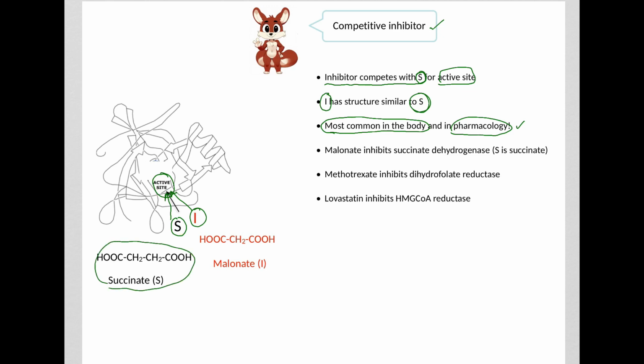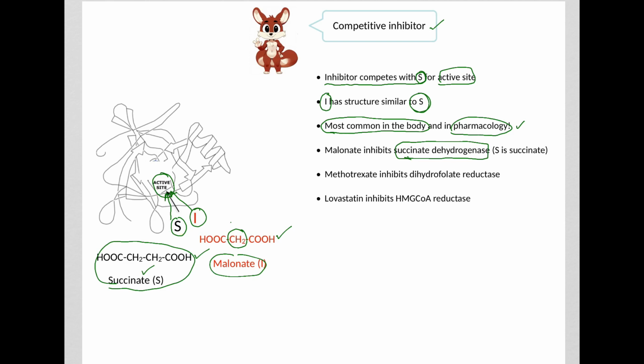The example here is for the enzyme succinate dehydrogenase. This is an enzyme we'll talk about under metabolism in the TCA cycle in a future video. Succinate dehydrogenase has the substrate succinate, shown here. The inhibitor of this enzyme is malonate. If you look at the structure of malonate and succinate, you see the structure is very similar. Malonate has one less carbon compared to succinate.